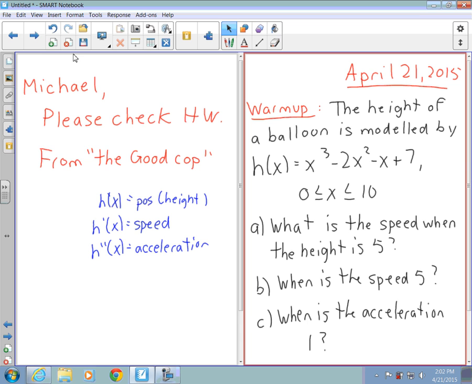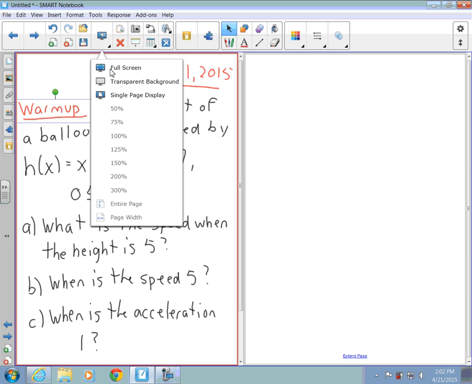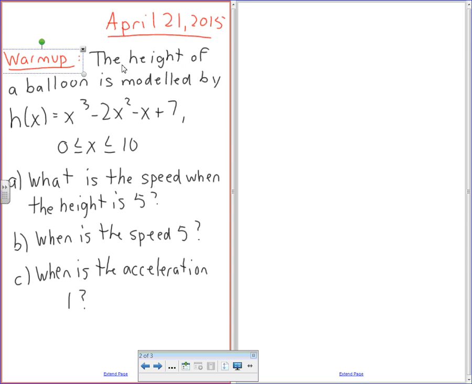Can someone get me started with letter A? How do we solve it? What is the speed when the height is 5? What are we actually looking for then? What's the first thing we should do?